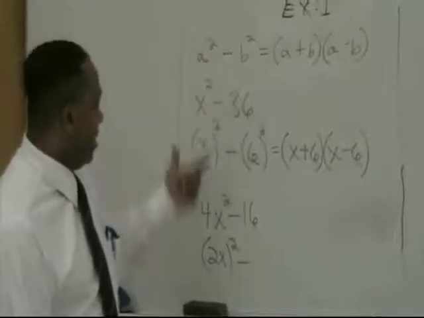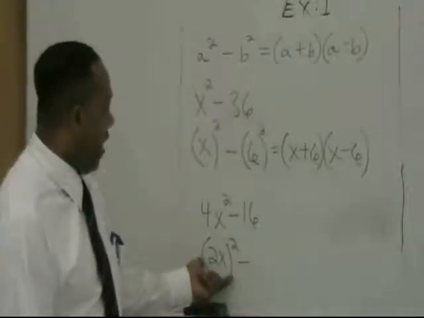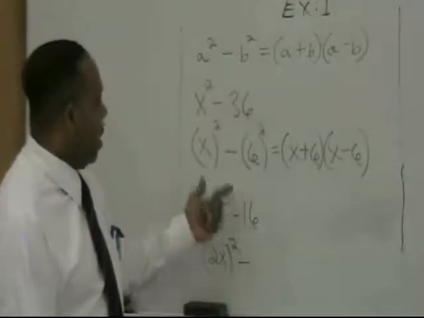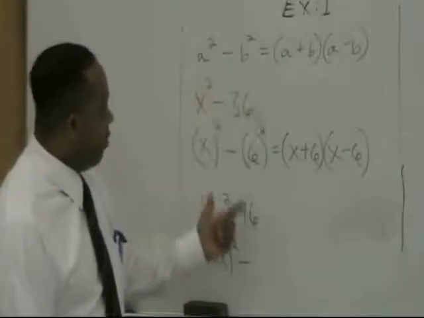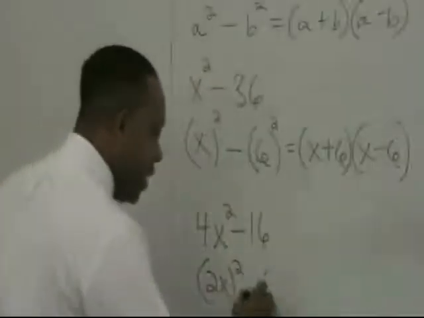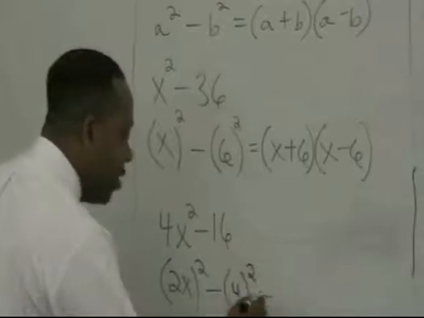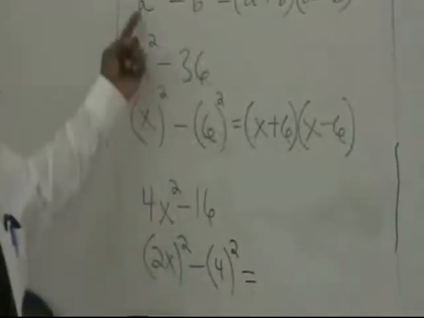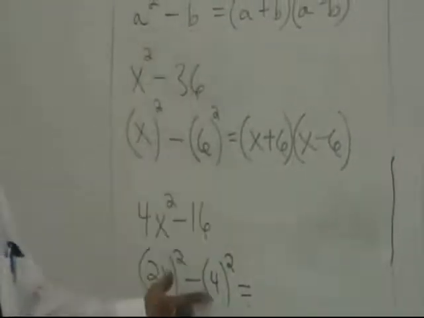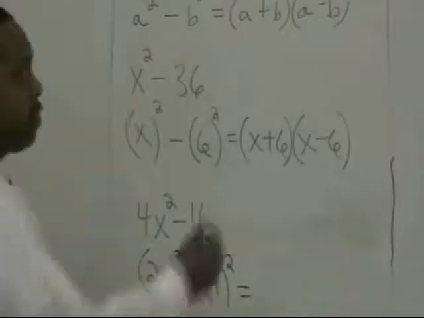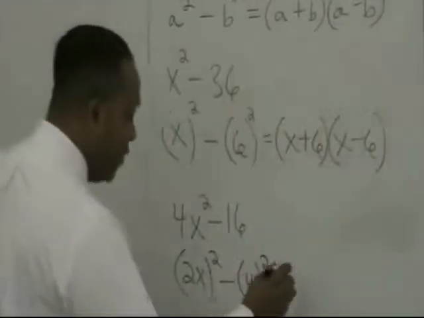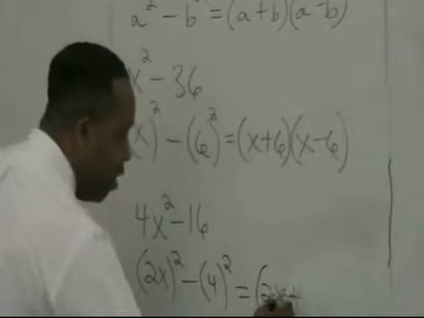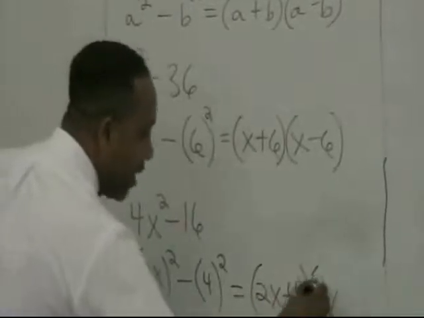Everything before the minus that is squared will be my A, and that is 2x. As far as my second term, B, what will be squared, or the perfect square of 16, would have to be 4. And so therefore I have a difference of two perfect squares of A, 2x, and B, 4. Hence, my solution, the product of the sum and difference of A and B, which we've already noted, 2x and 4 respectively.